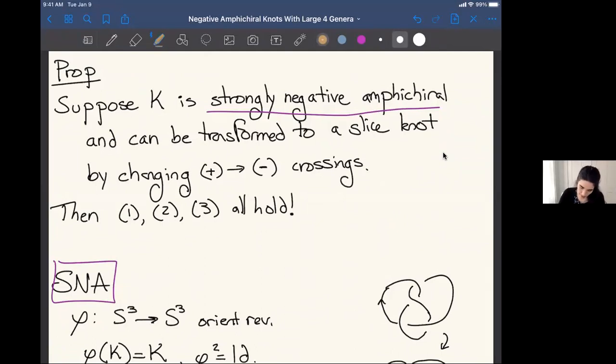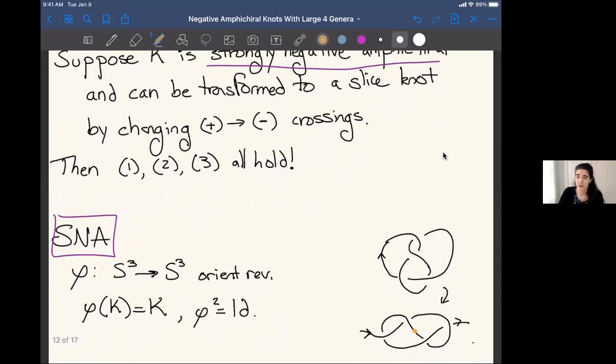So let me remind you what strongly negative amphichiral was. Negative amphichiral was just that a knot is isotopic to its mirror reverse. To be strongly negative amphichiral, in some sense, means that there's an involution demonstrating that for you, an involution of S3. In particular, a knot is strongly negative amphichiral if there's an orientation reversing homeomorphism of S3 that takes the knot to itself and that squares to the identity.